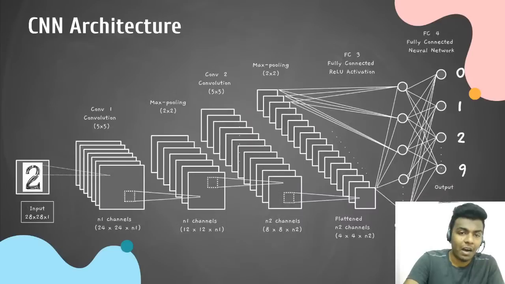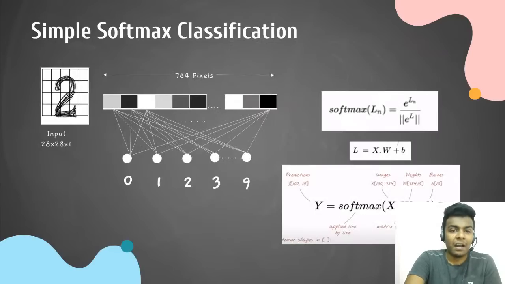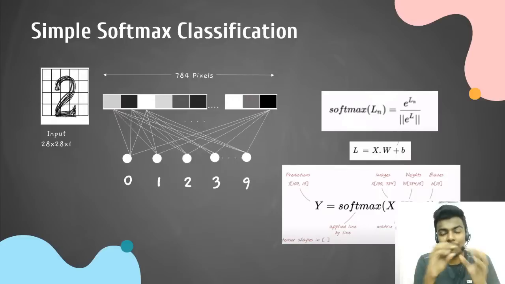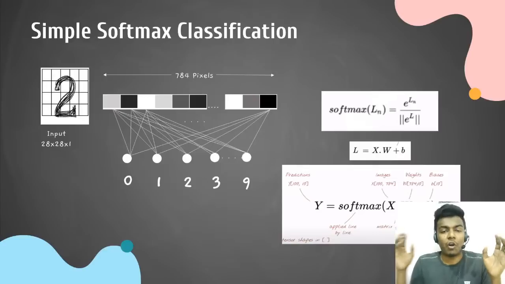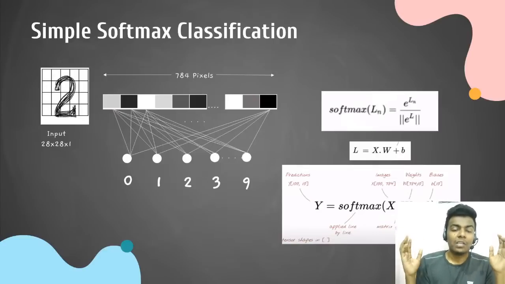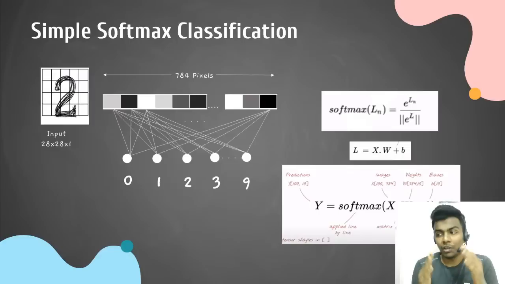Up to now, this is the basic structure of CNN that we have seen, and here we have used a simple softmax classification without any complex hidden layers. This is the input. Instead of processing the complete matrix as an input, we flatten the image into a single row containing 784 columns. Each and every pixel is connected with each and every neuron in the output layer. In total we have 10 neurons, so it is connected with 10 neurons.